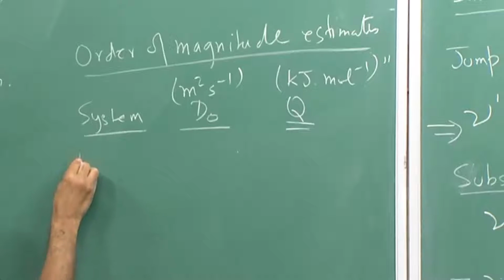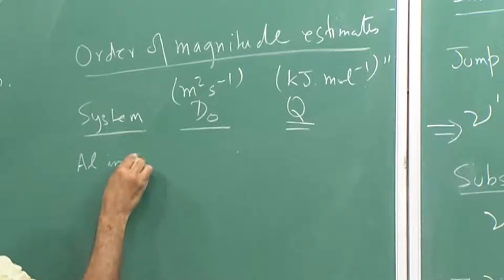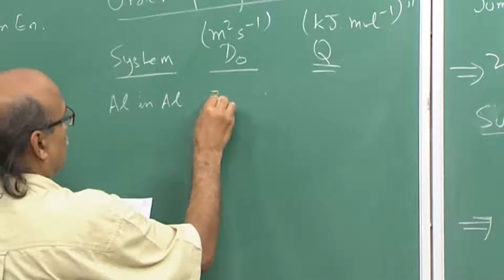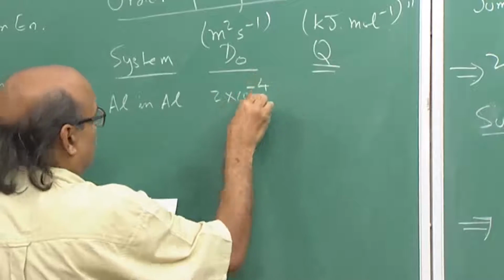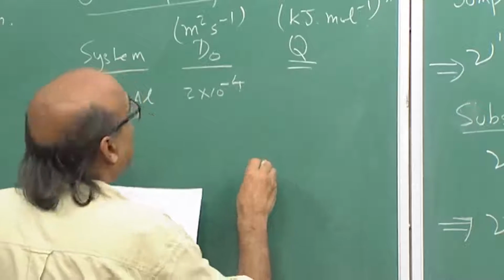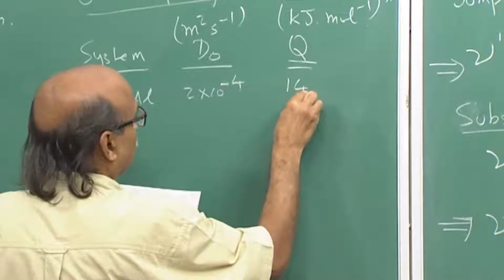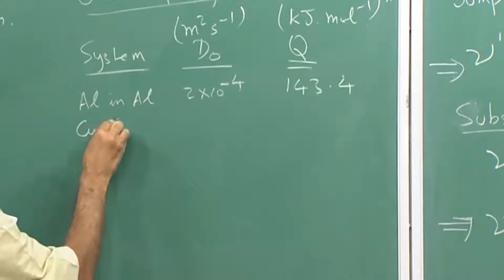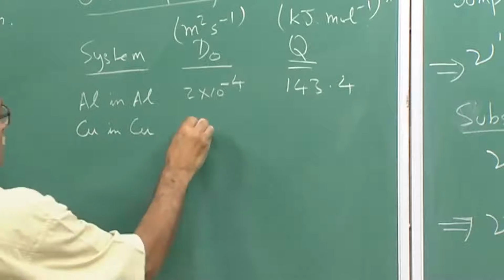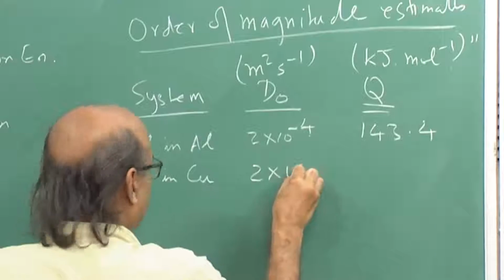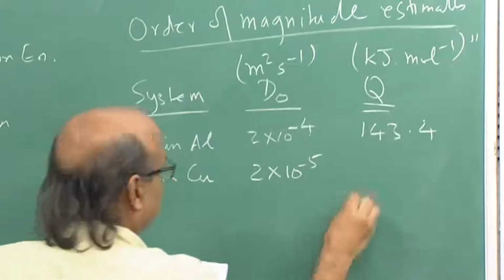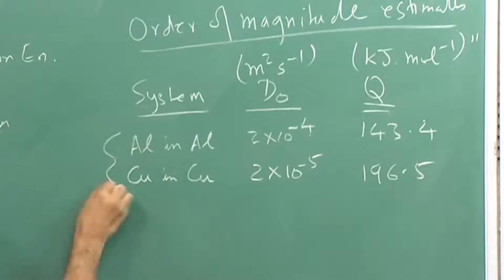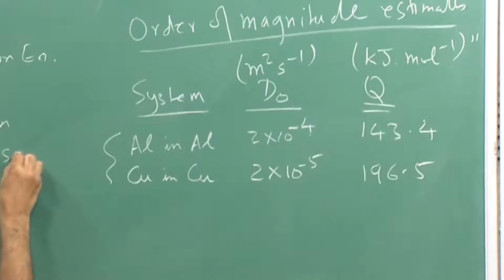Consider diffusion of aluminum in aluminum, that means we are considering self diffusion. D0 is 2 into 10 to power minus 4 and Q is 143.4. Copper in copper, D0 is 2 into 10 to power minus 5, Q is 196.5. So, these are a couple of examples of self diffusion.